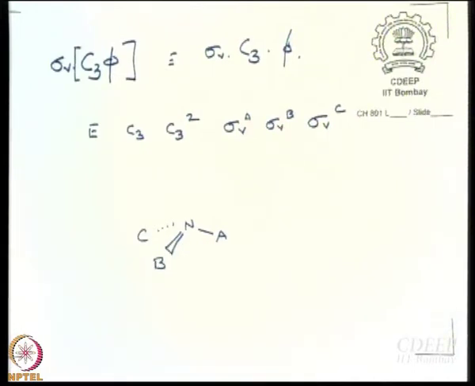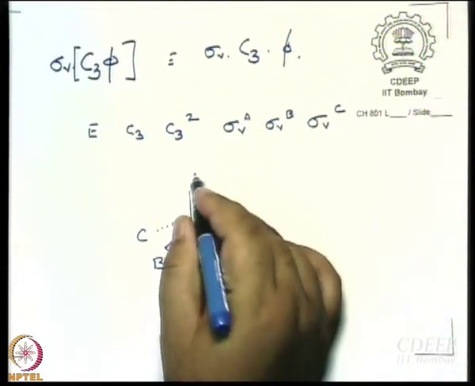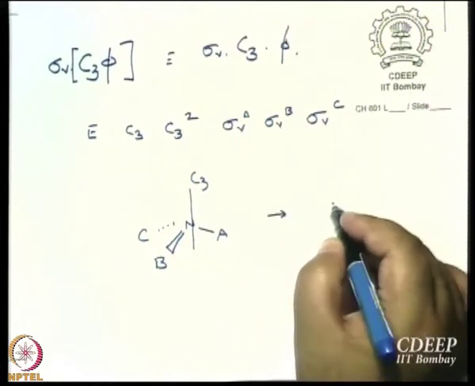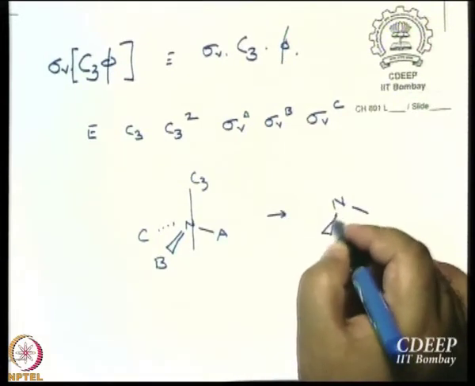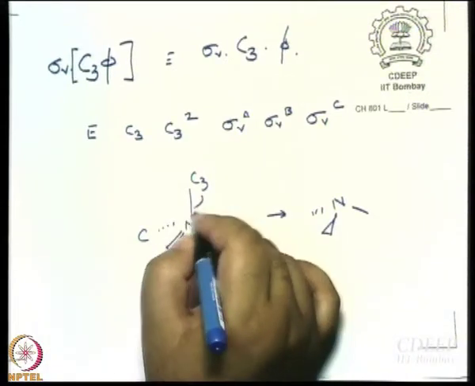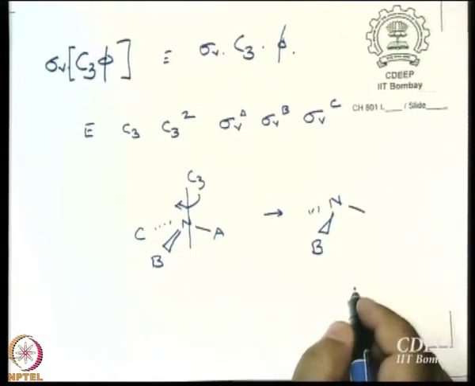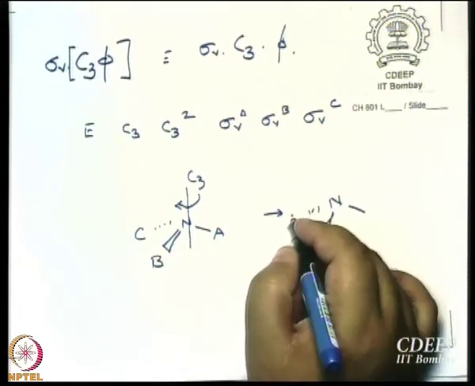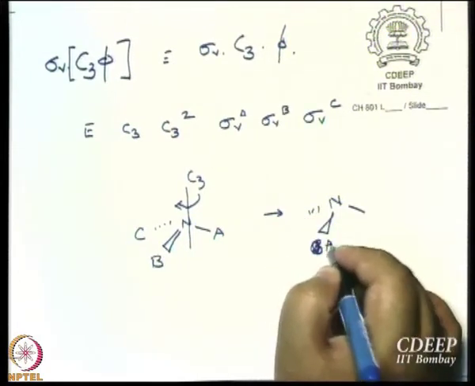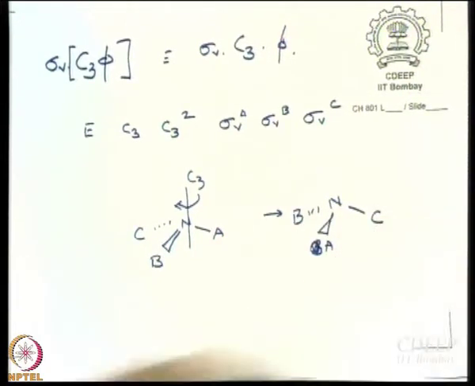Okay, it is not a bad idea to write like this, because then sigma v A, sigma v B, sigma v C can be assigned very easily, isn't it? Of course, when I have written A, B and C, I mean the positions of the hydrogens, do not get confused there. They are the same thing, just that I want to write it like this. So, when C3 operates on it, what do I get? Where will A go? Where will B go? A, B, C.